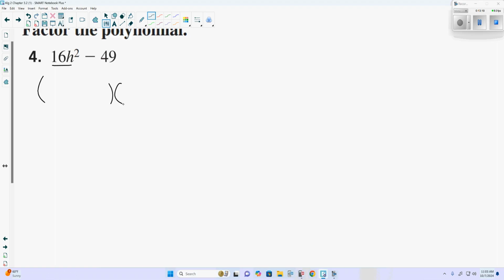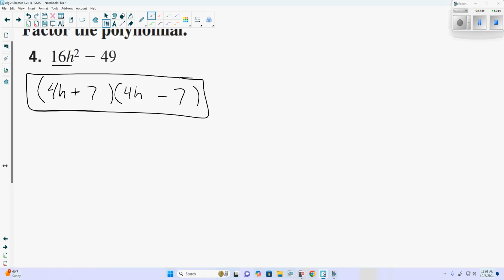16h squared. So it'd be 4h and 4h, yes? Perfect squares for 49, 7 and 7. So 16h squared minus 49 is 4h plus 7 times 4h minus 7, or we can say 4h minus 7 times 4h plus 7. Questions on this here? Are you ready for the next one?